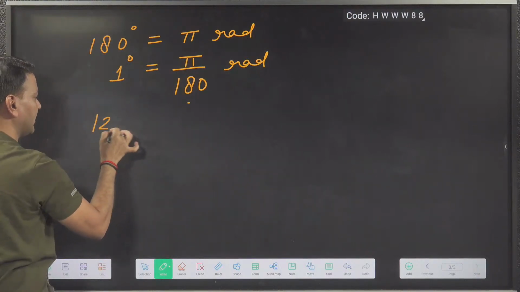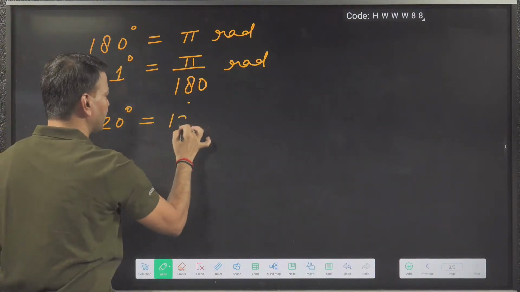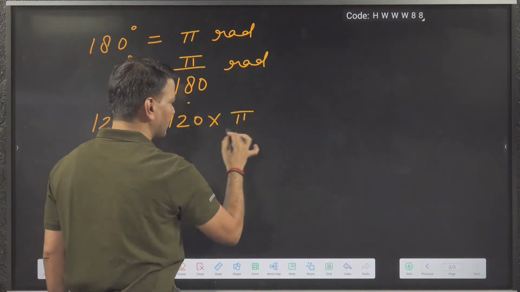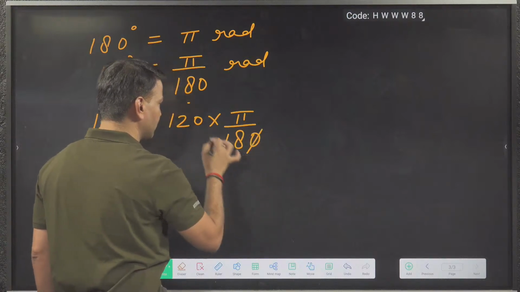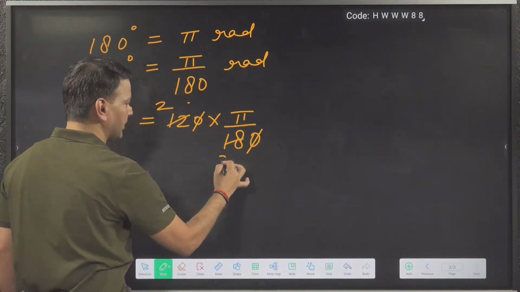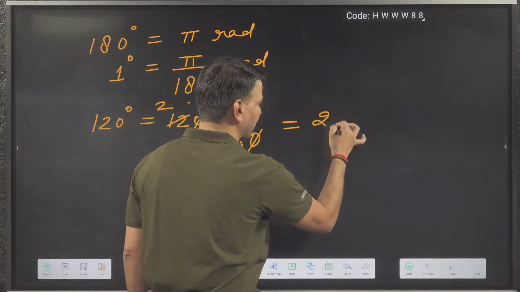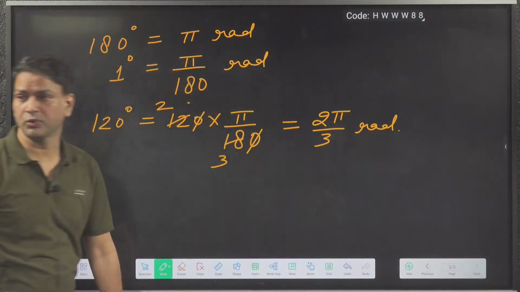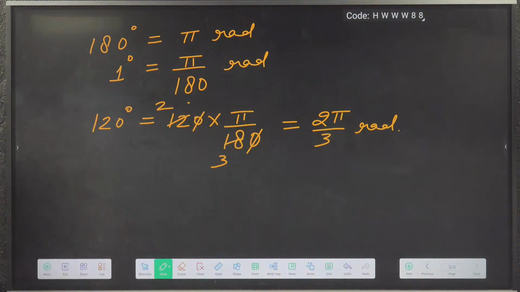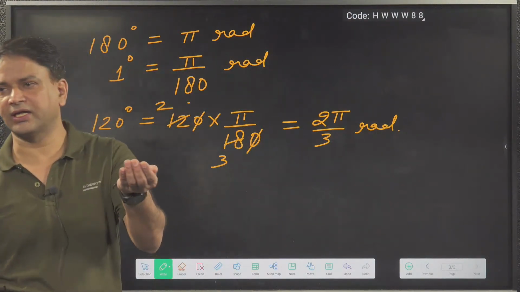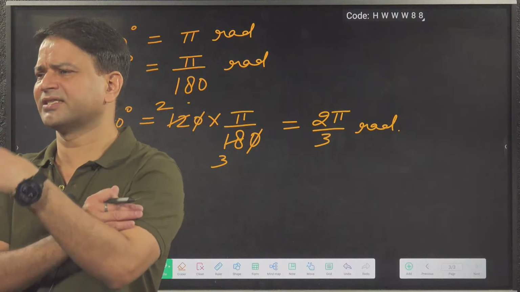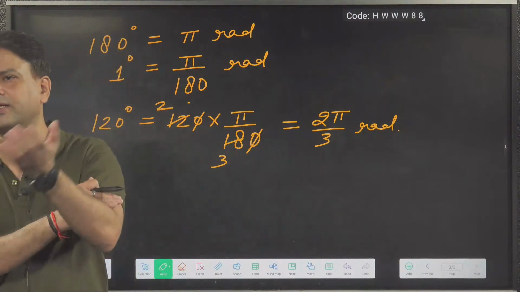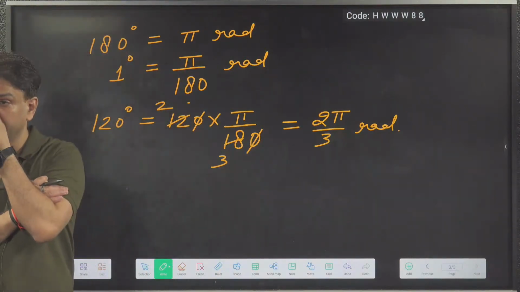Then 120 degree is equal to what? 120 into pi by 180. Cancel the zeros, then this is a 2, this is a 3, then what we got? 2 pi by 3 radian. Okay. Everybody got? So 120 degree we can write as 2 pi by 3 radian. This is the procedure. By this we can convert the degree into the radian.